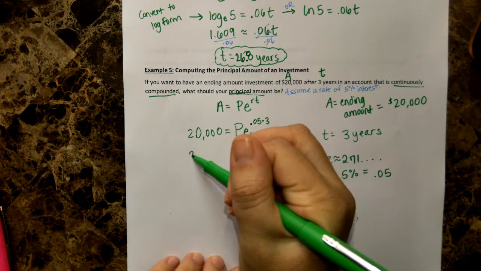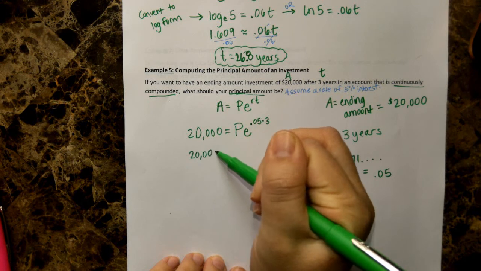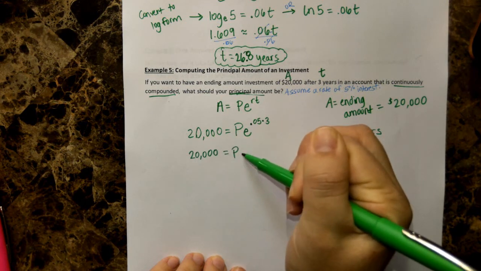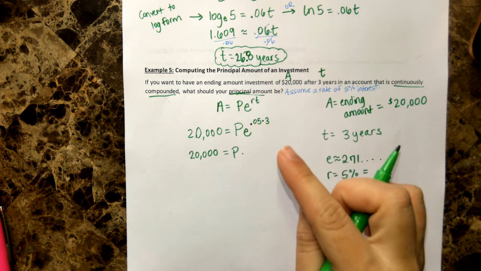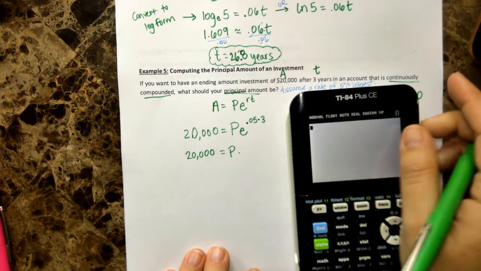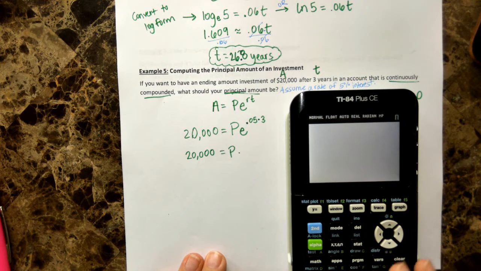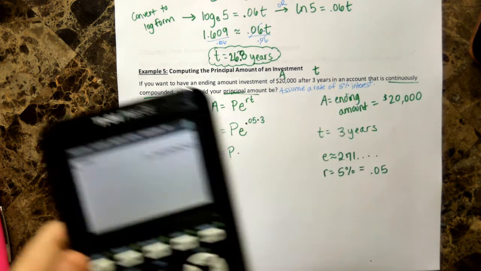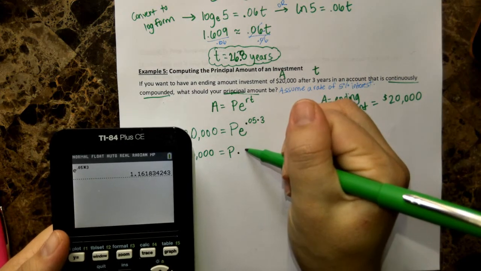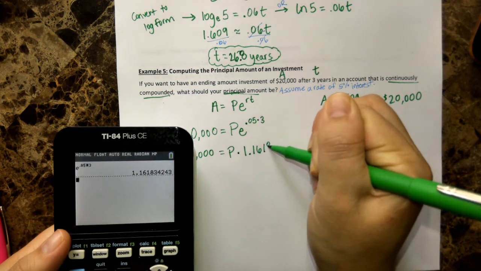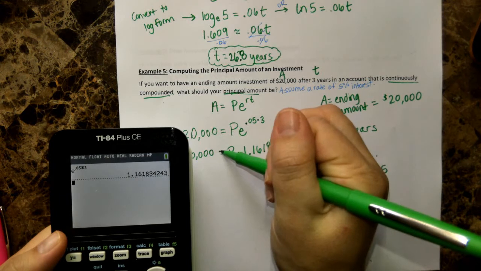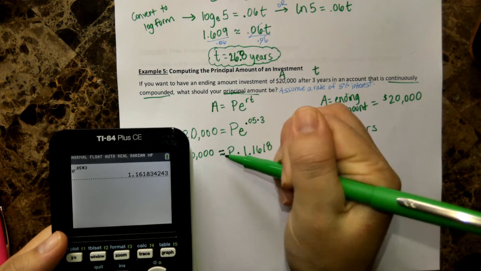So what I have is 20,000 equals P, which we don't know, times e to the 0.05 times 3. I don't know what that is, but I can calculate that by typing it in. E to the 0.05 times 3 power. And I got 1.1618 approximately. So this is just approximately 1.1618. And I'm rounding, obviously, so I can use rounding symbols instead of equal symbols.